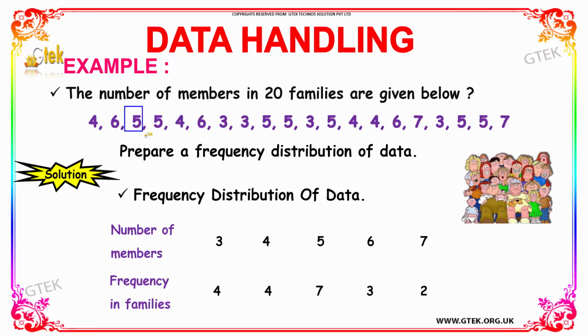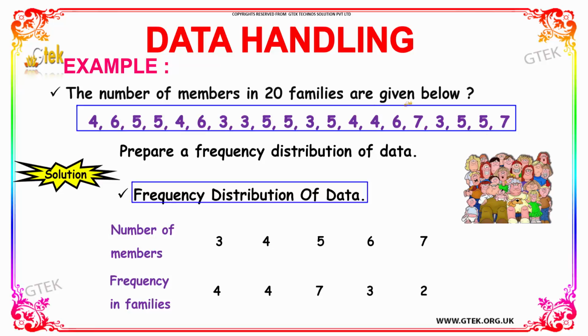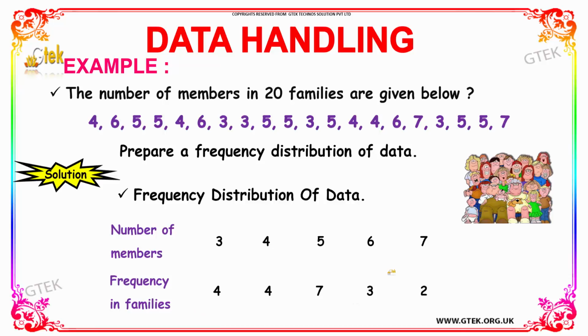The families which are having 5 members are 7. So there are 7 families which are having 5 members. And there are 3 families which are having 6 members. And finally, there are 7 members in 2 of the families. So this is how you have to prepare the frequency distribution table of the given data, with the number of members and how many times they occur in the data set.